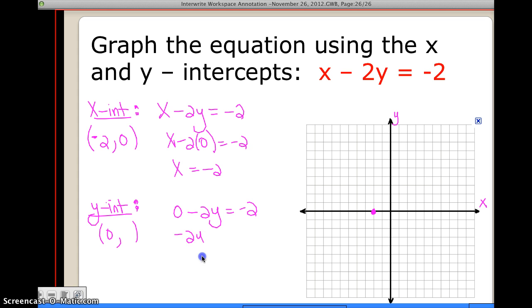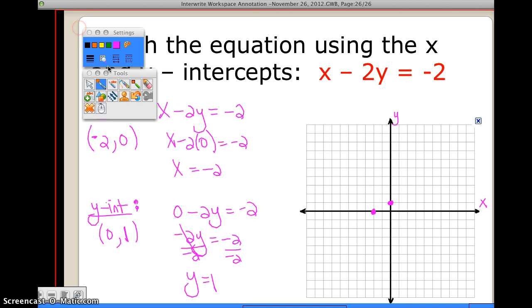So we get negative 2y is equal to negative 2. Divide both sides by negative 2. That's going to give me y is equal to 1. So 0 comma 1 is my y-intercept. Now I can go ahead and connect it with a line. Put arrows on the end, and don't forget to label it with the original equation they gave you. In this case, it's in standard form.